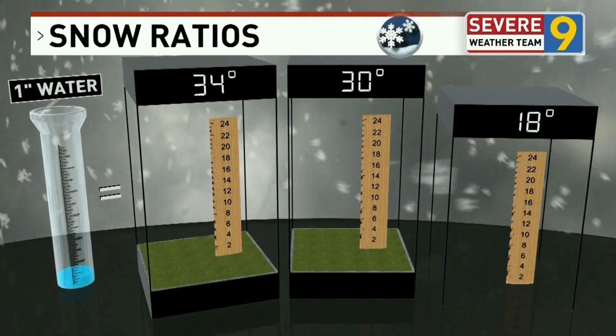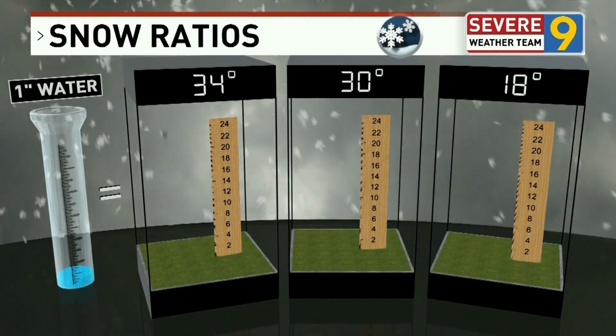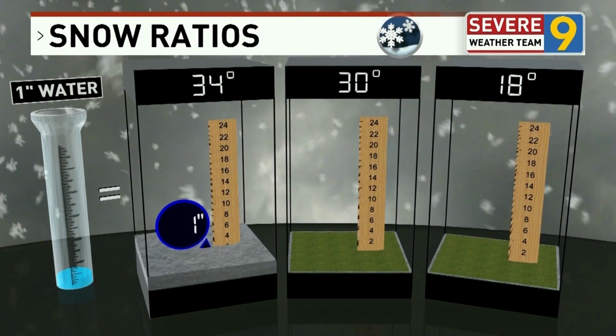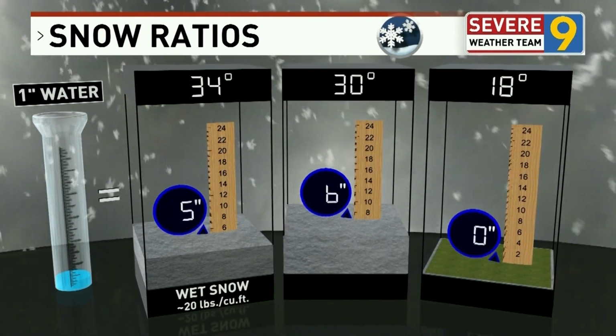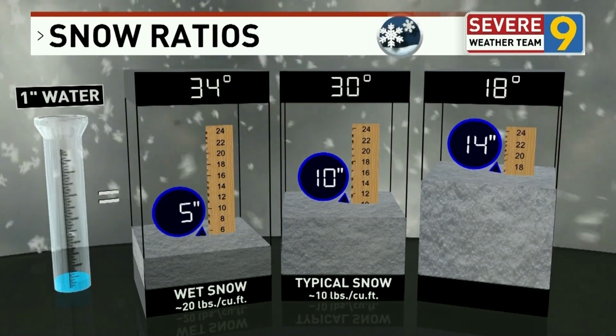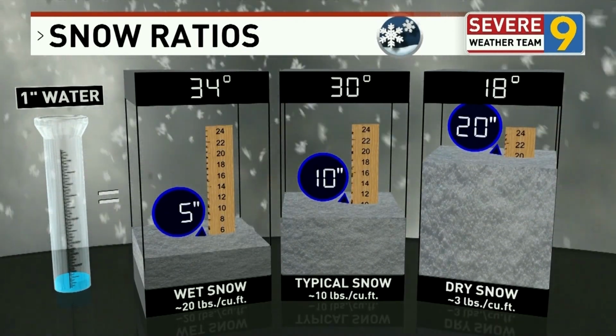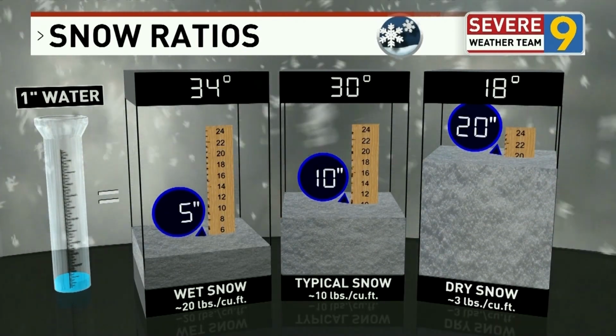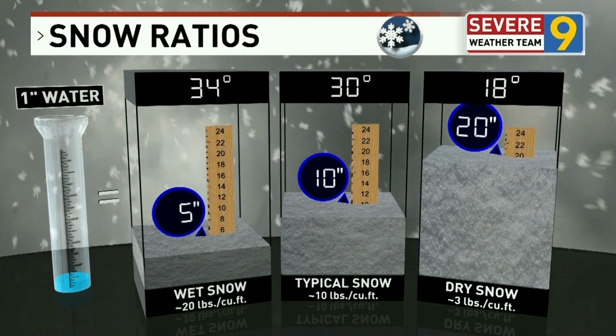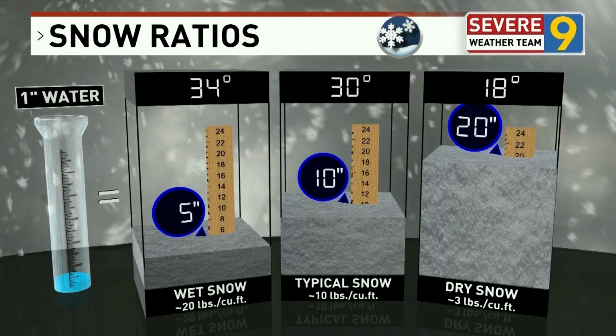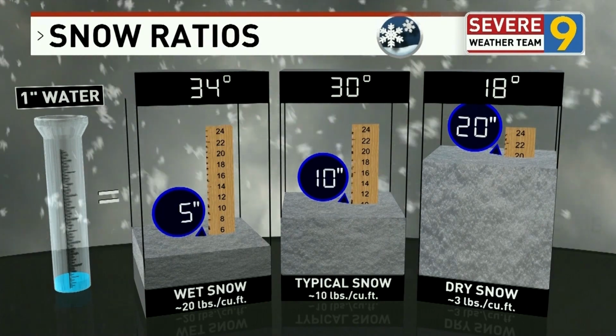And another thing is the temperature. You know, where snow is falling and the temperature is above freezing, 1 inch of liquid would equate to 5 inches of wet snow. Where the temperature is 30 degrees, that same amount of water would equate to 10 inches of snow. And at 18 degrees, you'd have 20 inches of snow.